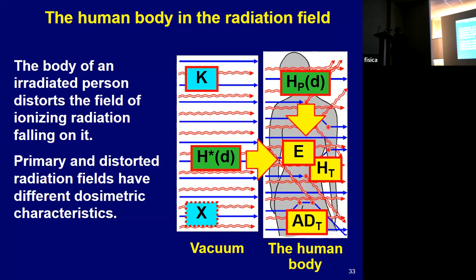And also we use tissue dosimetric quantities: absorbed dose in an organ or tissue, also equivalent dose, etc. They characterize the energy of a distorted radiation field absorbed in the organ or tissue of the human body. So in this slide, the blue arrows are neutrons, and the red waves are photons.